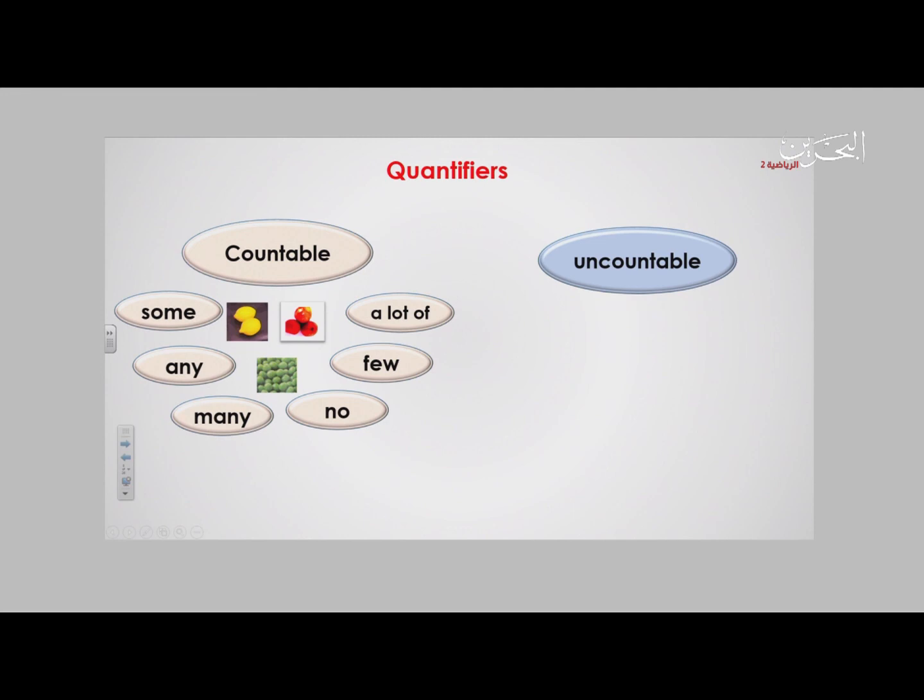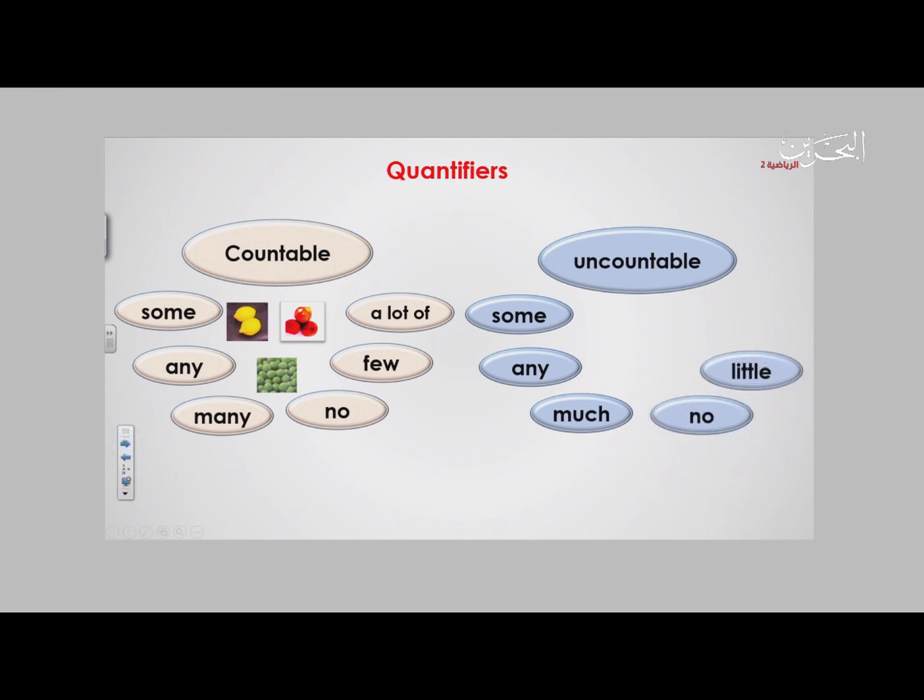Let's go to the second group, uncountable nouns. These are the quantifier words I can use with the uncountable nouns. Some, any, much, no, little, a lot of. Let's look at the examples we have here.